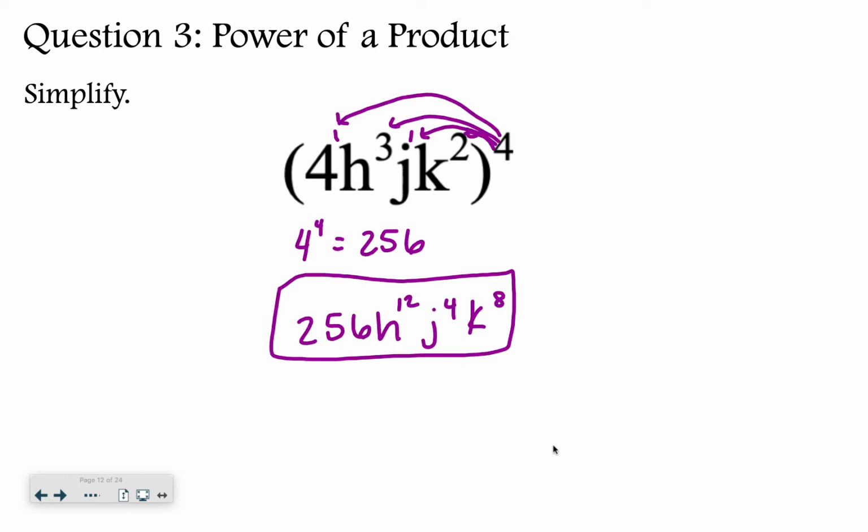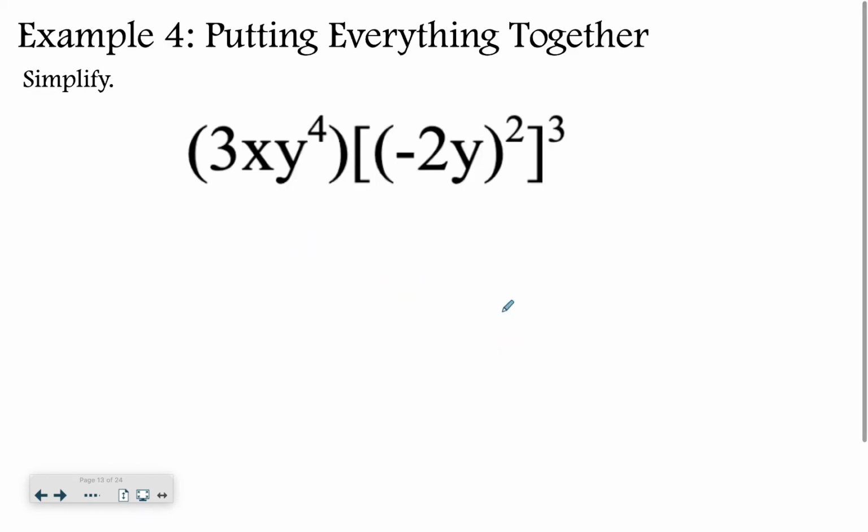All right, for this problem, hopefully you said 4 to the 4th power was 256, and then you got h to the 12th, j to the 4th, and k to the 8th. If you have questions about that, please be sure to reach out for some help. I'm happy to help you. Let's move on to our next example.